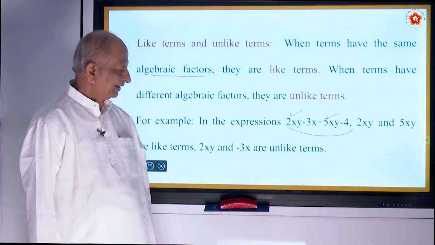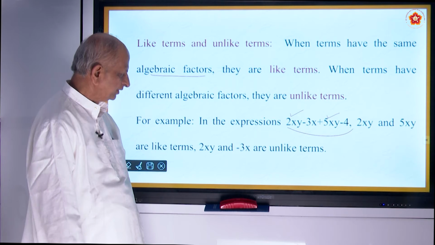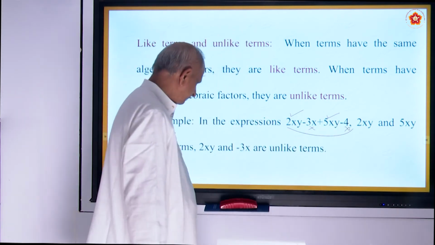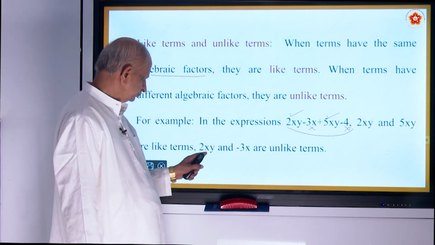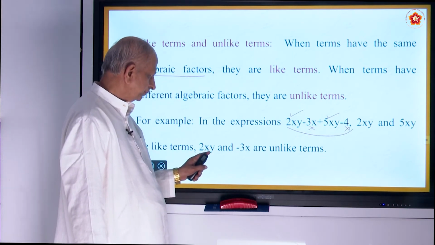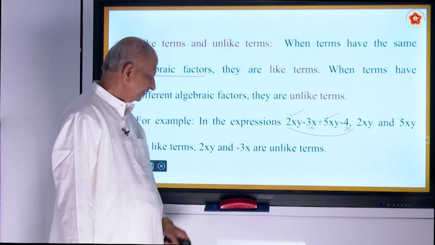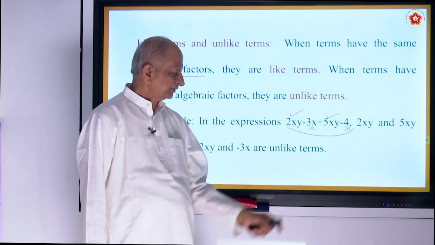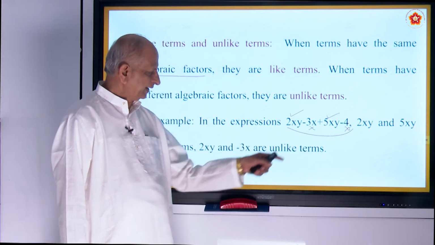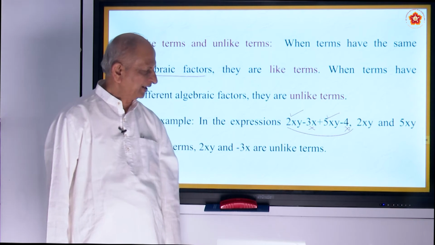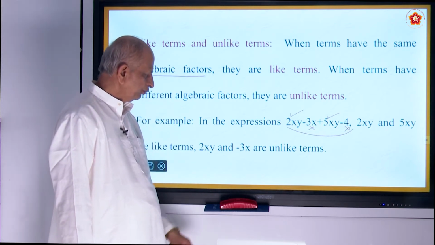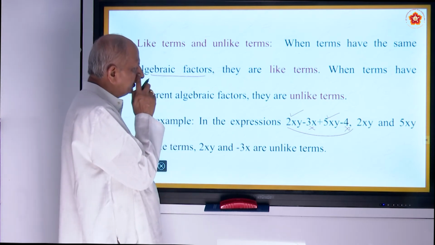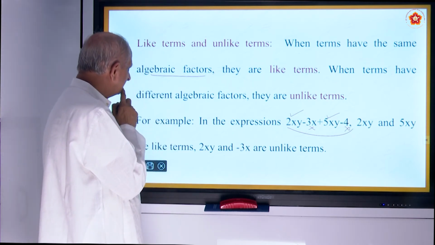What about the others? There is no same factor. Therefore, they are called unlike terms, 3x and 4. So 2xy and minus 3x, they are called unlike terms. Similarly, 3x and 5xy, they are called unlike terms. And 5xy and minus 4, they are called unlike terms. So there are only two like terms. So in brief, what do you mean by like terms? When terms have the same algebraic factors.